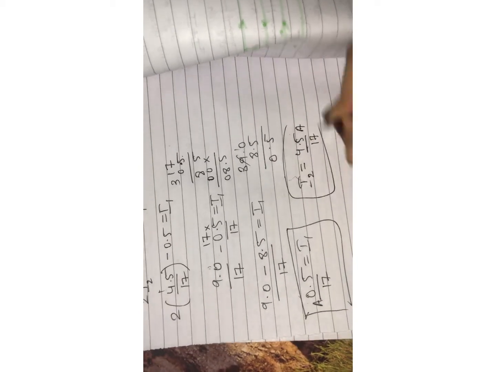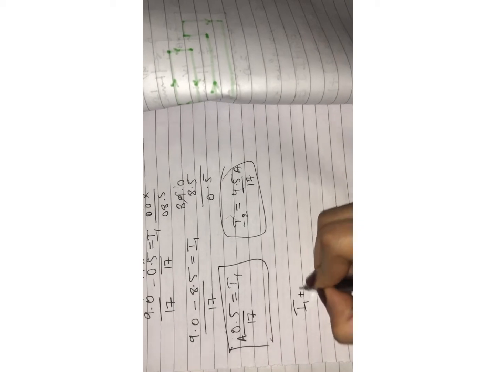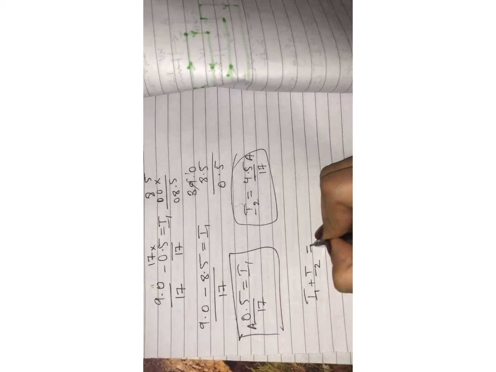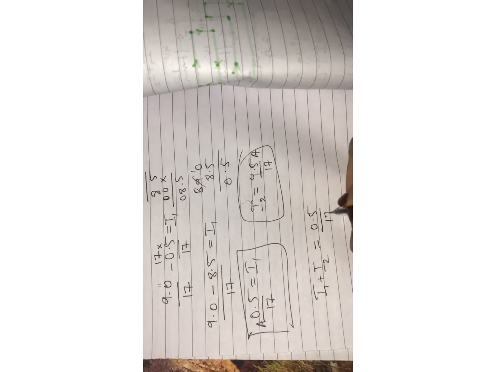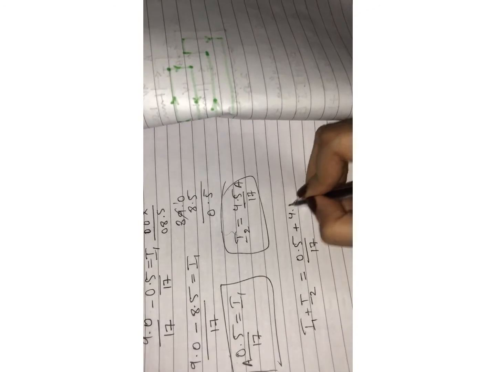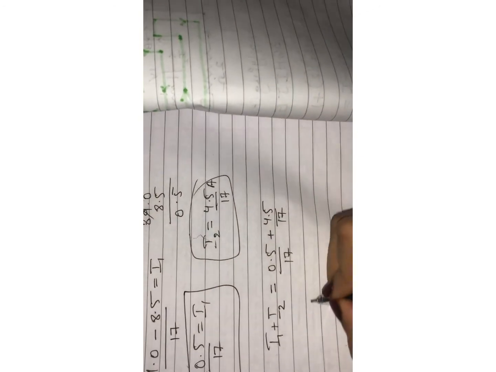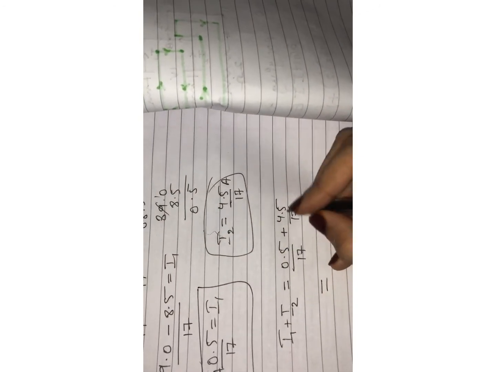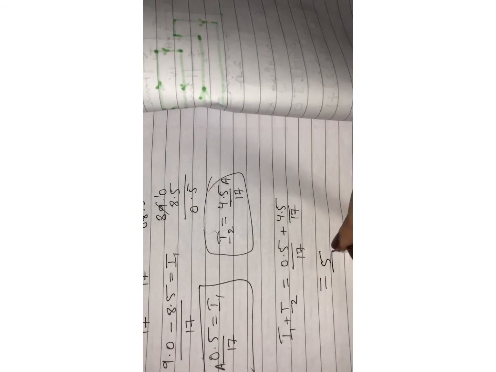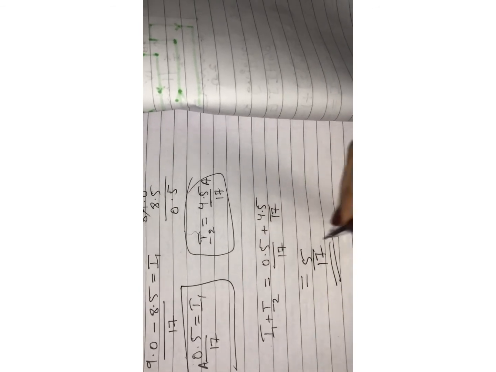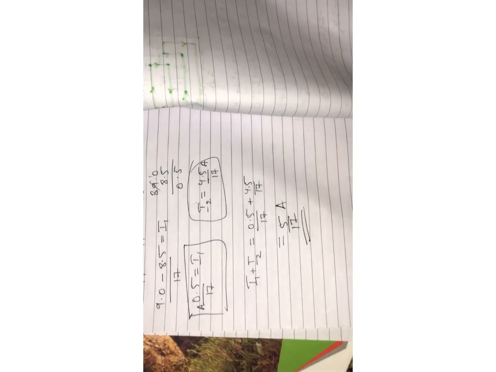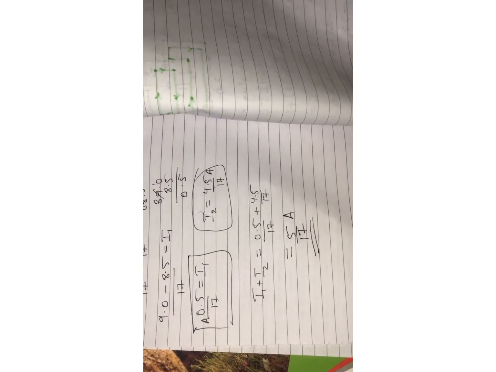We want the current flowing through the resistance, that is I1 plus I2. What is I1? 0.5 upon 17. And what is I2? 4.5 upon 17. So 0.5 plus 4.5 is nothing but 5 upon 17. So 5 upon 17 ampere is the current flowing through the external resistance.